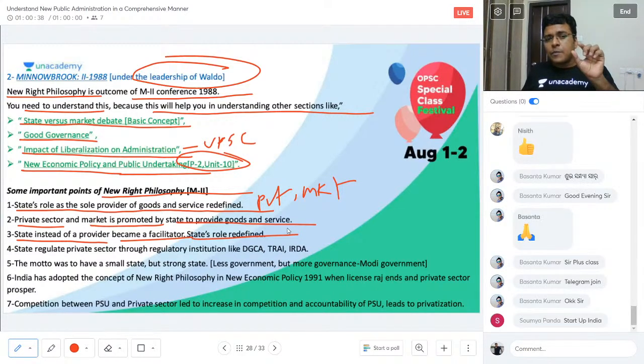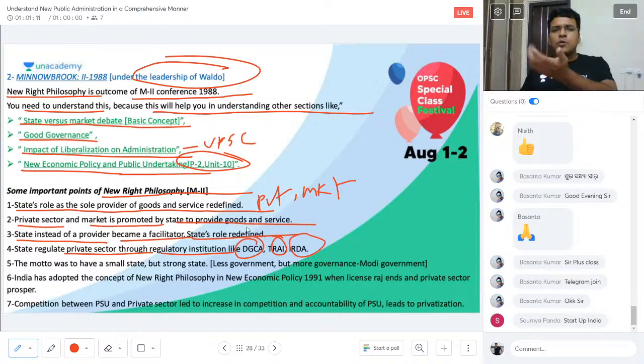So the state becomes a facilitator and regulator. The state is giving you money, giving you a loan to start a factory, to provide service, but I will regulate you. I will make sure that you will not do something illegal. Whatever you do is under some rules and regulations. So the state becomes a regulator. The state regulates the private sector through regulatory institutions like DGCA, TRAI, IRDA and others.